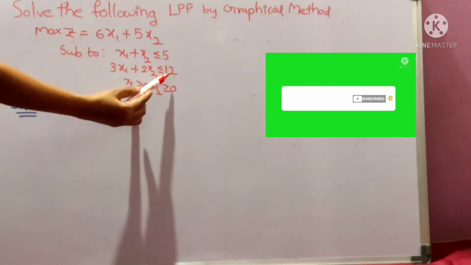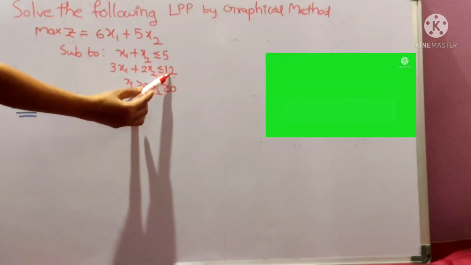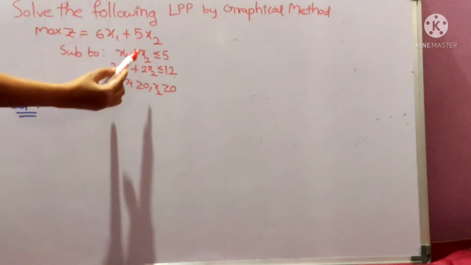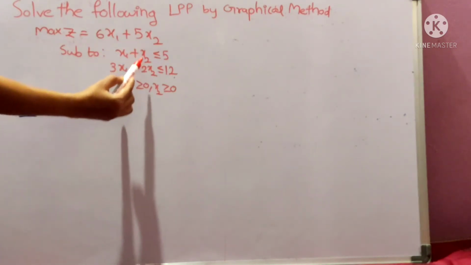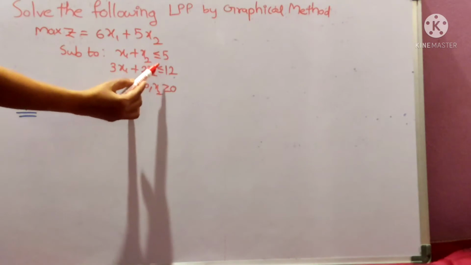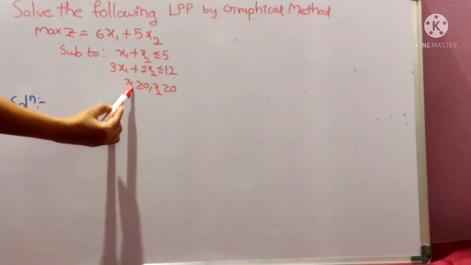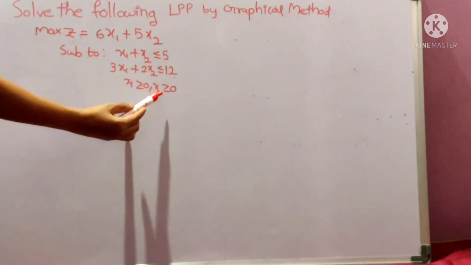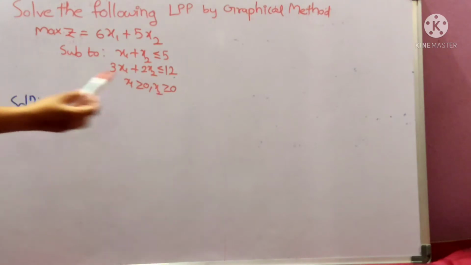Here the question is max z equal to 6x1 plus 5x2 subjected to the constraints x1 plus x2 less than or equal to 5 and 3x1 plus 2x2 less than or equal to 12. x1 greater than or equal to 0, x2 greater than or equal to 0.